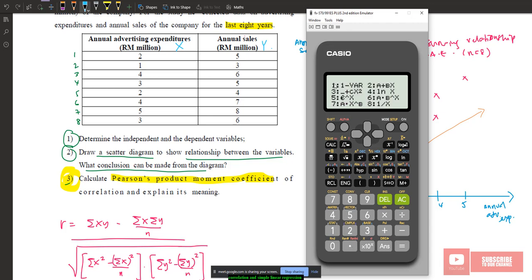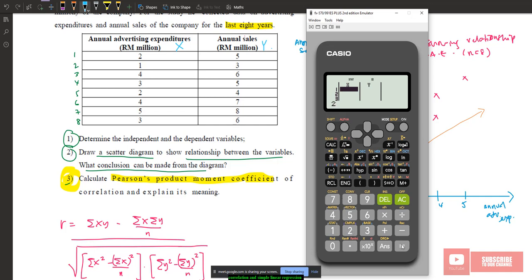Now last time we used 1-variance, the first one. Now we're going to use the second one, A plus Bx. So click number 2. It will appear like this. The first column is x, the second column is y. So you need to be careful. Sometimes in your question, the first column is y, the second column is x. So you need to input the data carefully into the correct column.